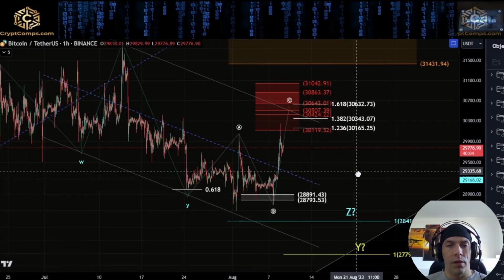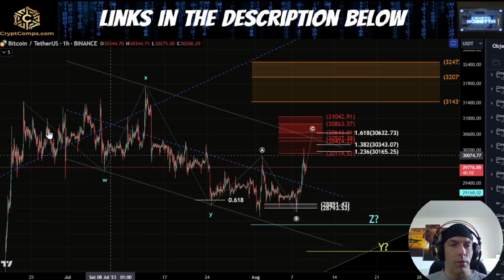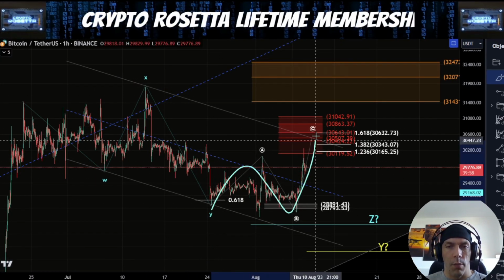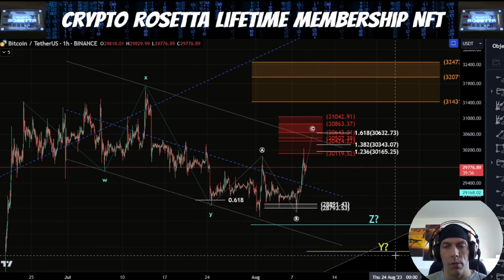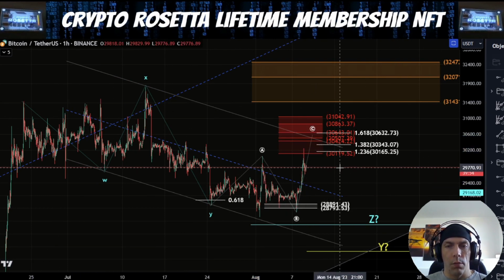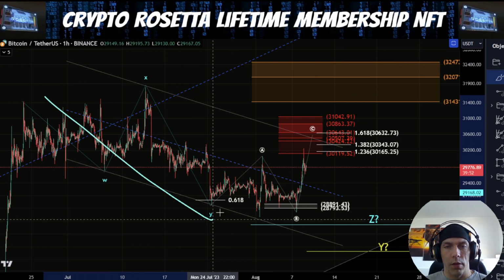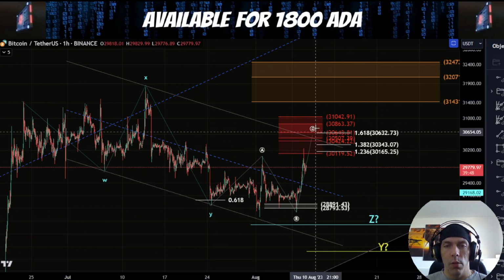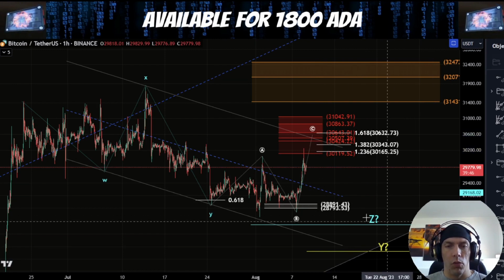Now, the other way we discussed this was that effectively this is WXY, and what we were looking for was a potential that this could be a B wave, and then we see a C wave to the downside. And what we would then be looking for is the possibility that this is either a bigger A, B, and C, or alternatively we could still see 3 waves down, and this could be a Y wave.